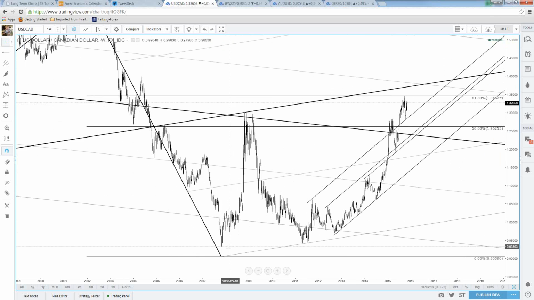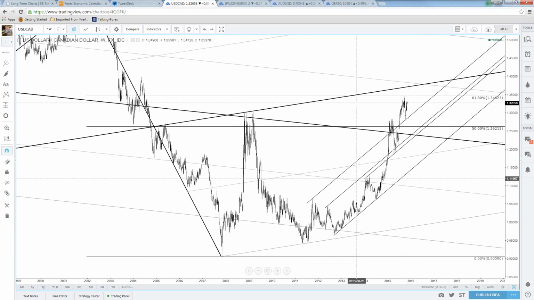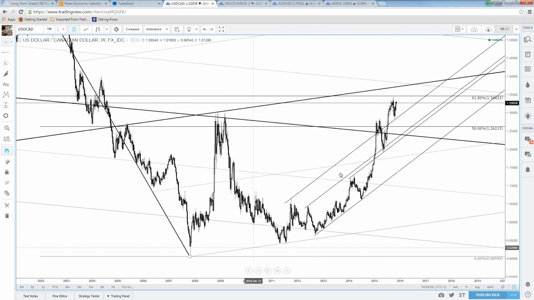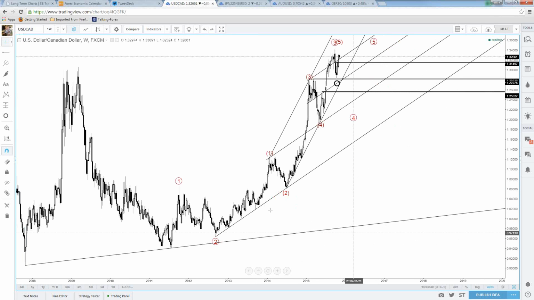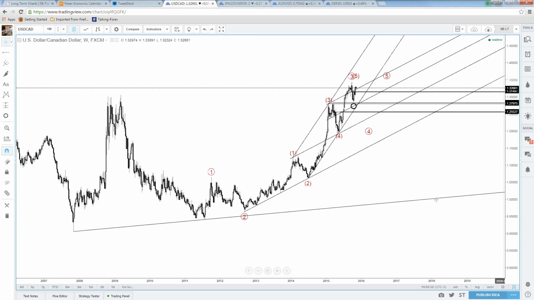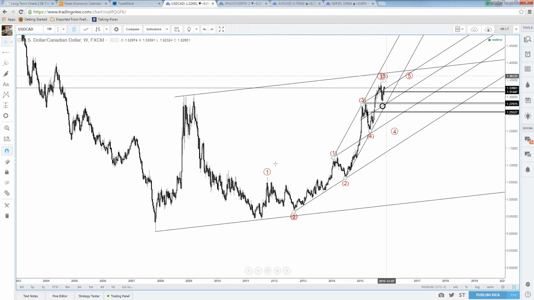So this is a really long-term median line. Let me go back to this chart. You can see this trend line right here goes off the lows, 2007, 2011. That's where you're looking up here.